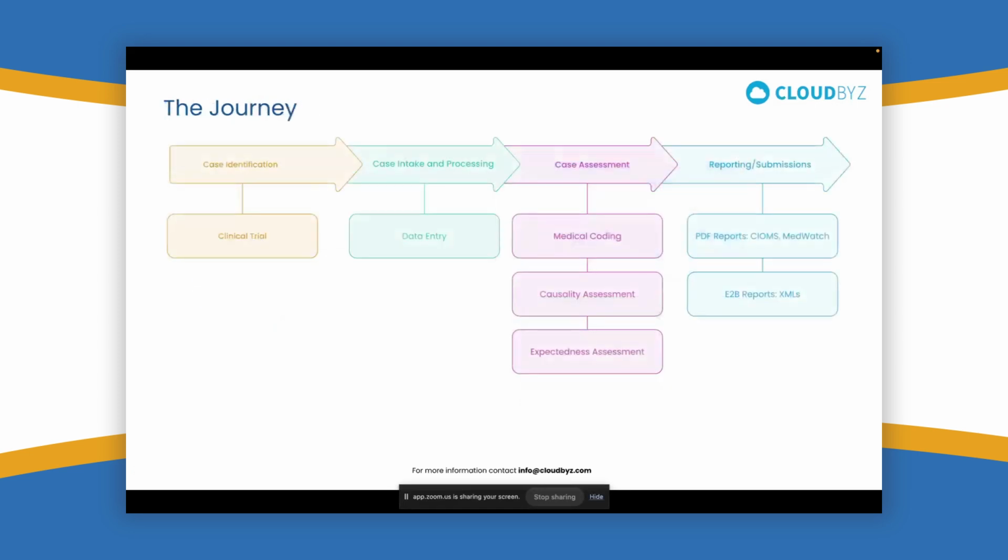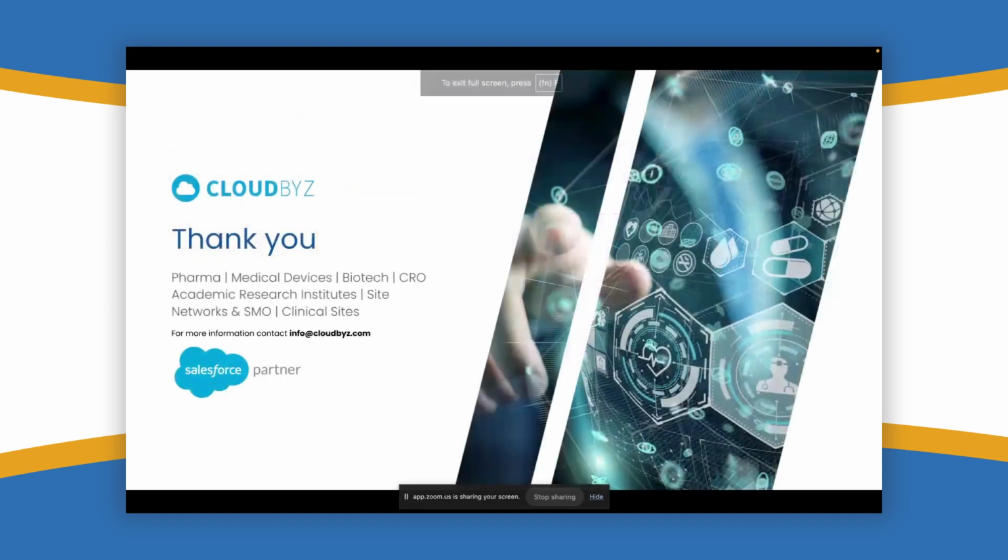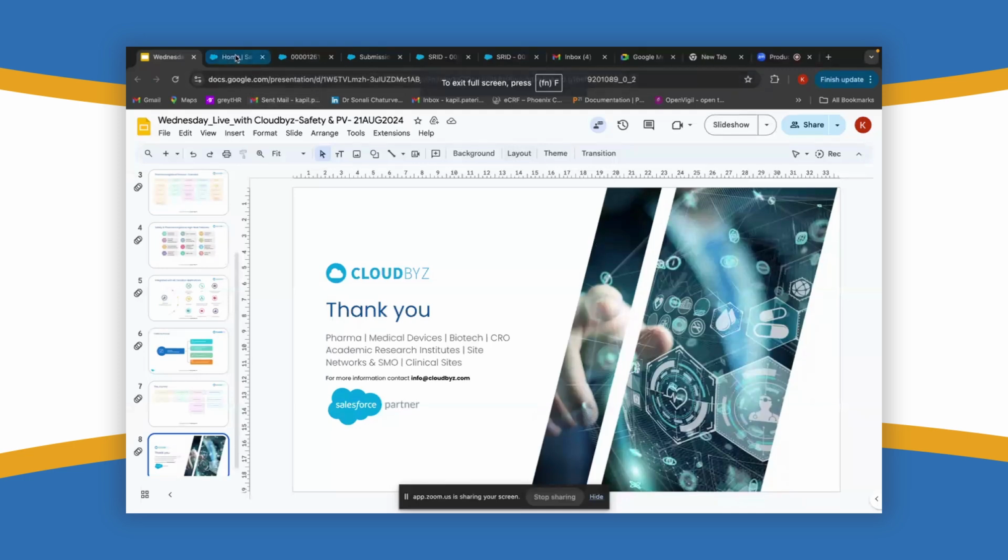We will be trying to generate one report from the case. In this journey, today we are taking one clinical trial case, which can be entered inside the system through the case intake mechanism. Then their medical coding, assessment of causality and expectedness. We will showcase how the medical coding is done in terms of MedDRA, and we will also showcase how a report, a CIOMS, and an XML can be generated from the system. So let's deep dive into the system to showcase the actual demo.